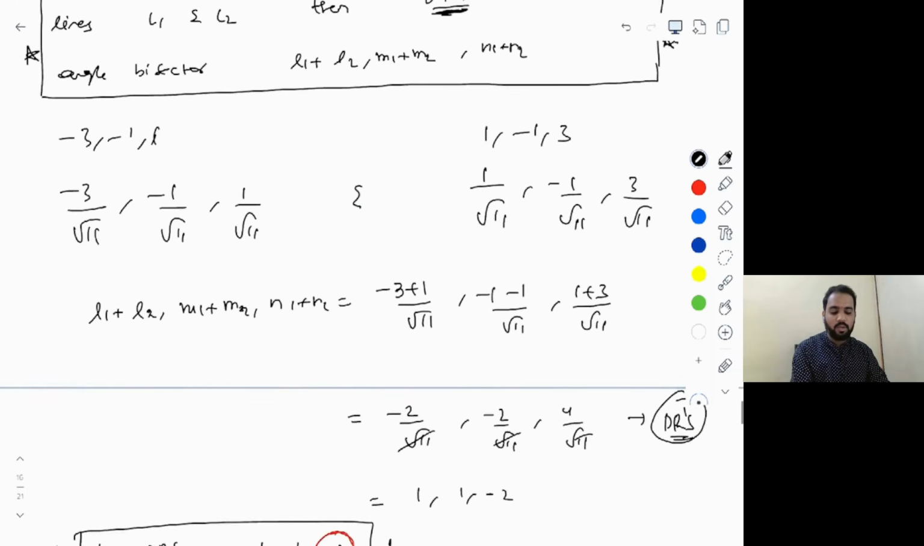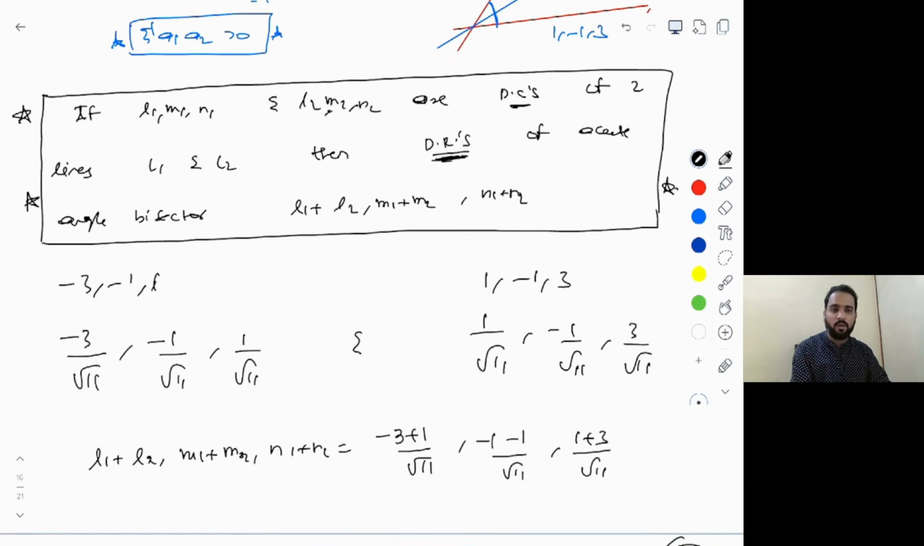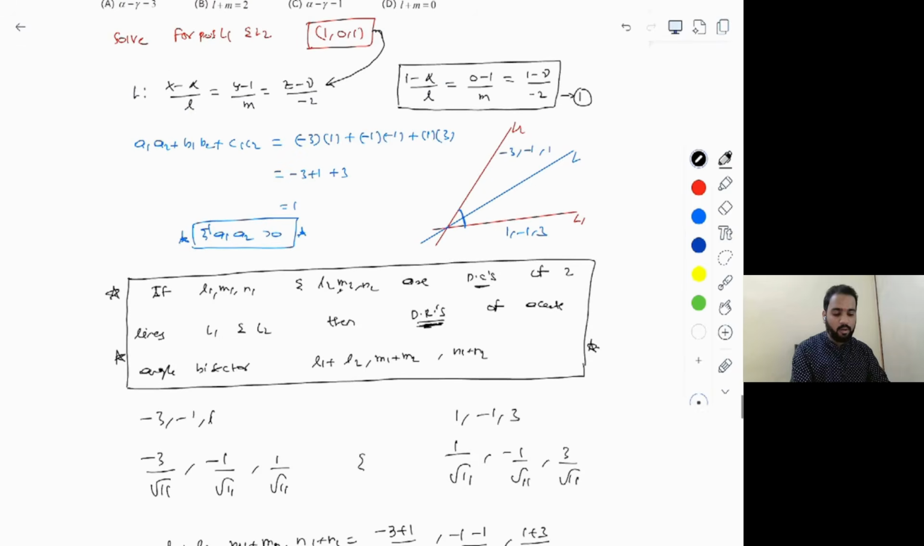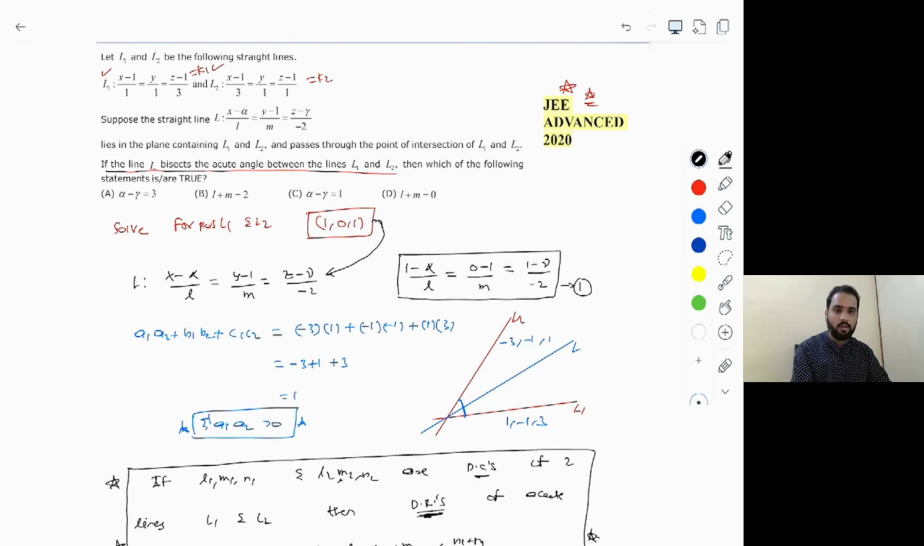If it was the obtuse angle bisector, you would have written the formula as L1 minus L2, M1 minus M2, N1 minus N2. So these are the 5 questions which have a good potential to be asked in the upcoming JEE Main session. So try to concentrate here and try to go through all the questions.